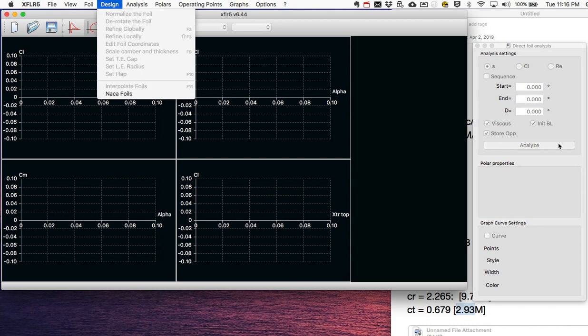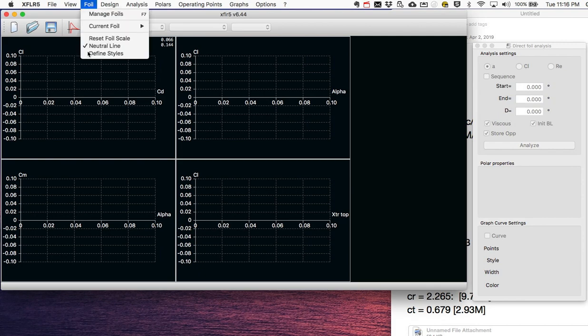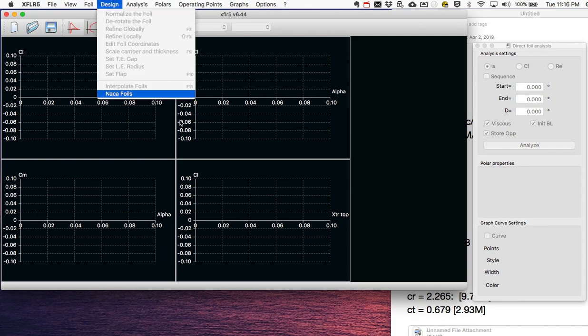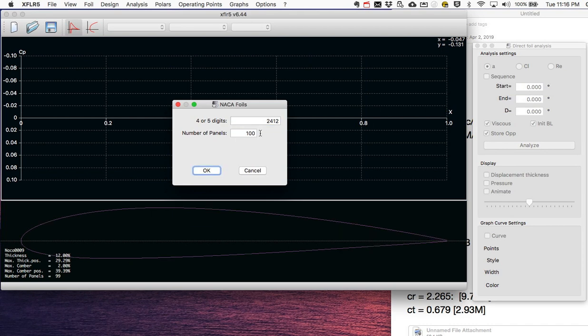I can't remember what I was going to use. 23012, 2412. So the project stipulates a 12% thick foil. So this is a 12% thick 5-digit foil. This is a 12% thick 4-digit foil, and the E207, which I got from the UIUC airfoil database, is 12% thick. So it's an Eppler foil. Design NACA foils. I'm going to grab the 2412. I am going to set this to 150.